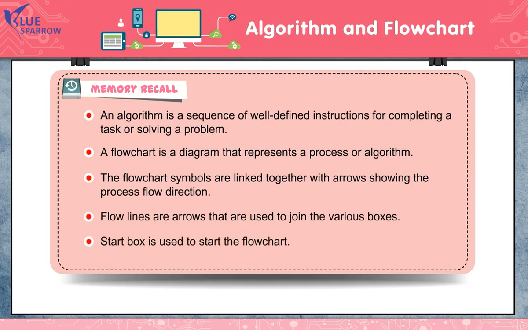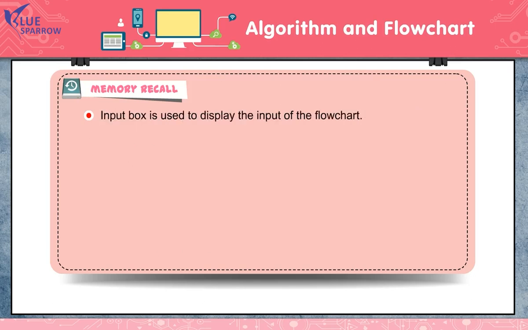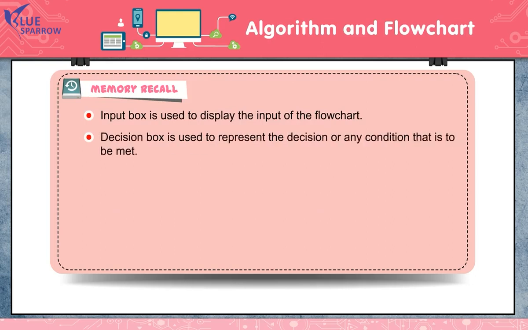Start box is used to start the flowchart. Input box is used to display the input of the flowchart. Decision box is used to represent the decision or any other condition that is to be met.